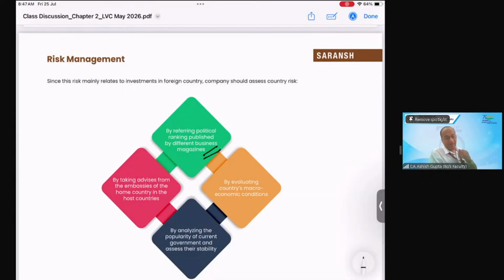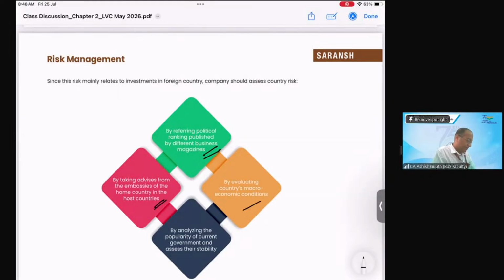There are some magazines that publish the risk ranking of the countries, so we should refer to these magazines. Another is taking advice from the embassies of the home country in the host country. Generally, India has an embassy in Africa, for example. The services of these embassies can be used to assess the political situation there.